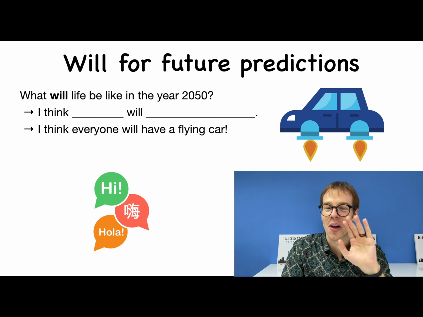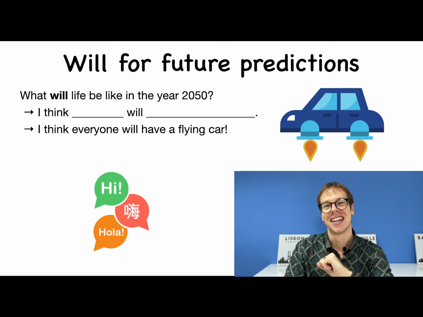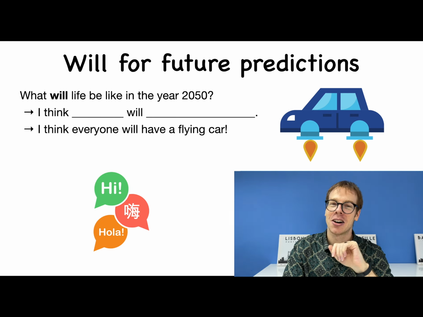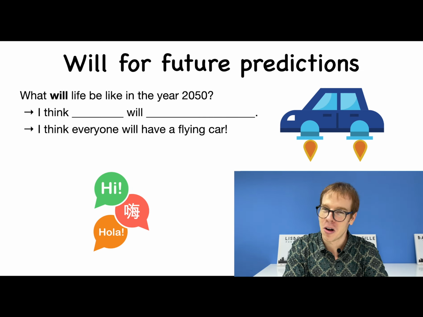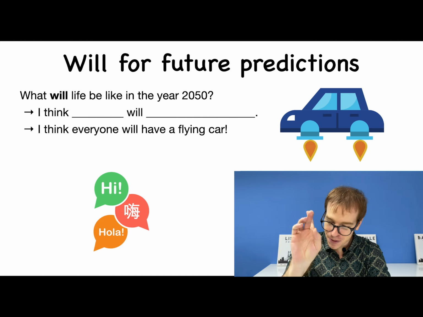think everyone will have a flying car. Everyone will be able to go to work in the sky. It will look just like this picture. We'll all have flying cars. So that's my first prediction.